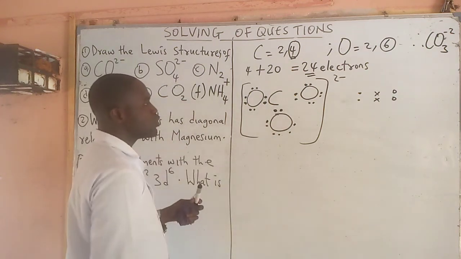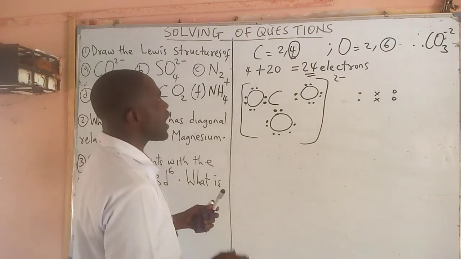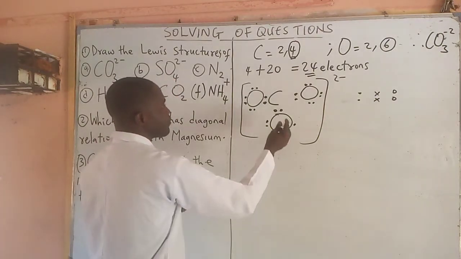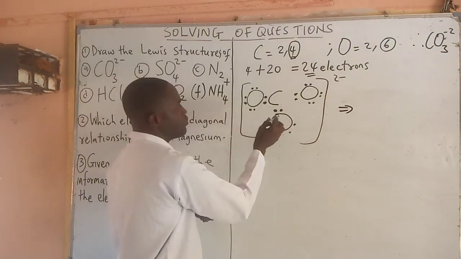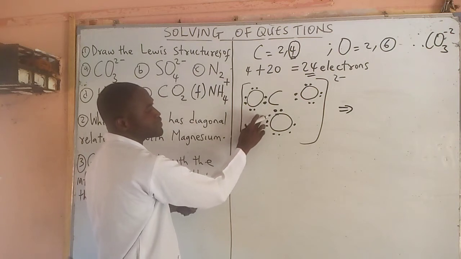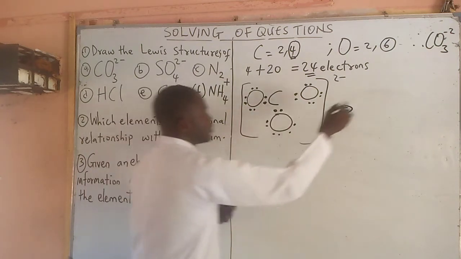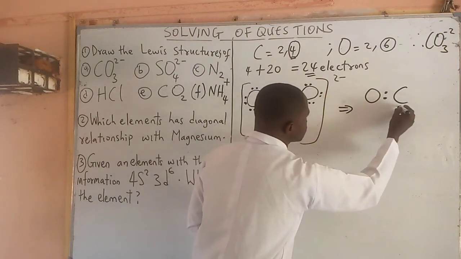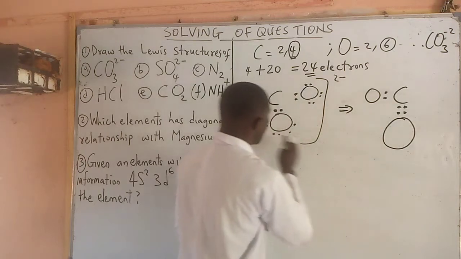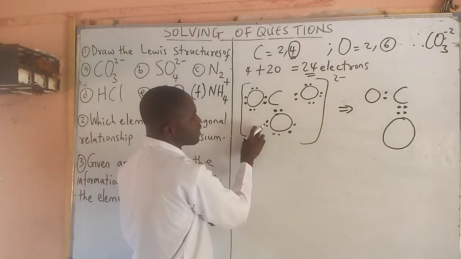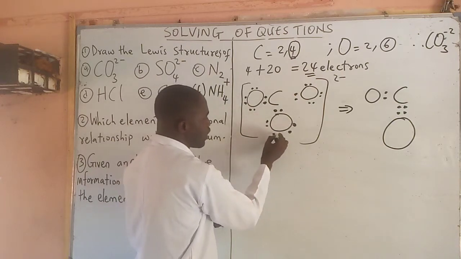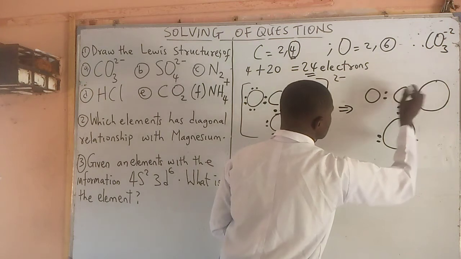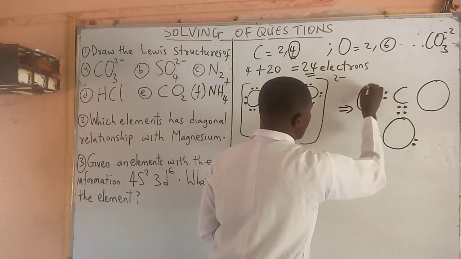Now, we can't leave this in this way. All of them must have 8 electrons. That is why we say that this polyatomic anion undergoes resonance. See what we mean? Now, this oxygen can release 2 of its electrons to bond again with this carbon. As this one releases 2 electrons, we have it this way. Then the remaining 4 electrons stay on the oxygen, and all the others will remain as they are.